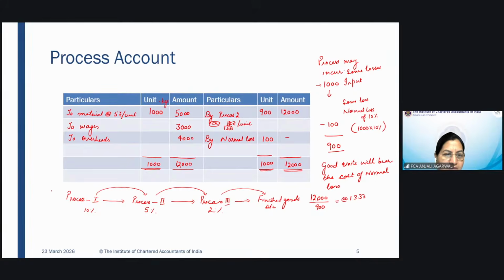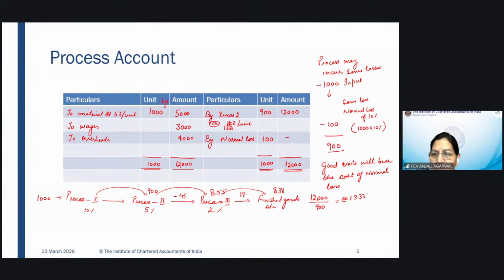So if 1,000 units were introduced in process 1, you will end up getting only 900 units in process 2, and 5% of 900 would be another loss of 45 units. So 855 units will be there in process 3, and another 2% loss in process 3, which means another 17 units approximately lost. So the finished goods should be 838. So this is how the process accounts go on.